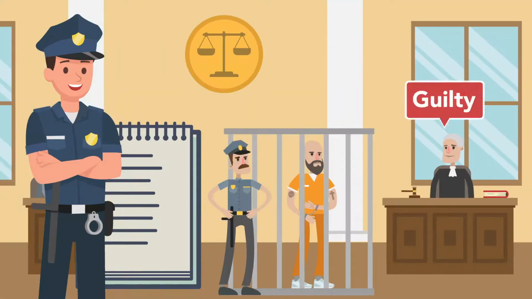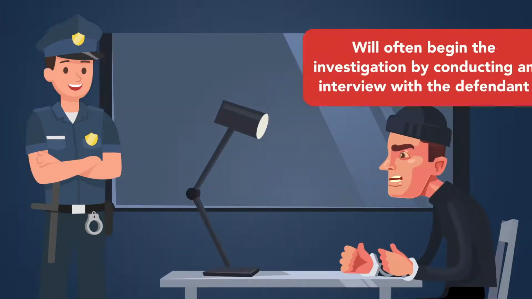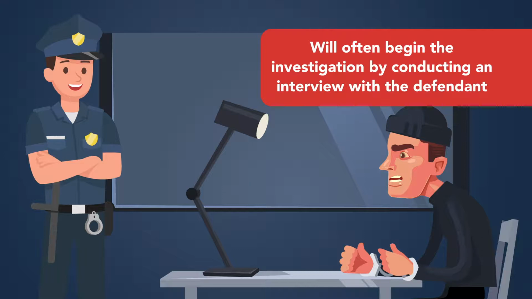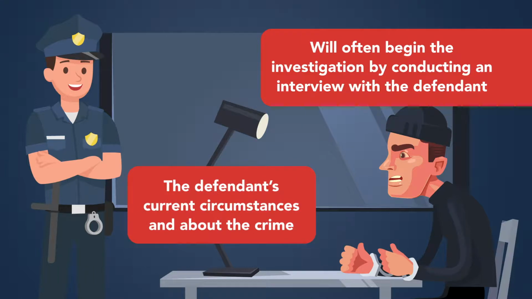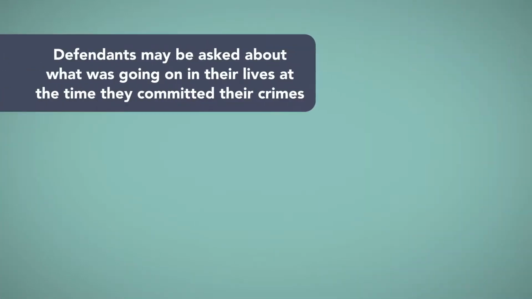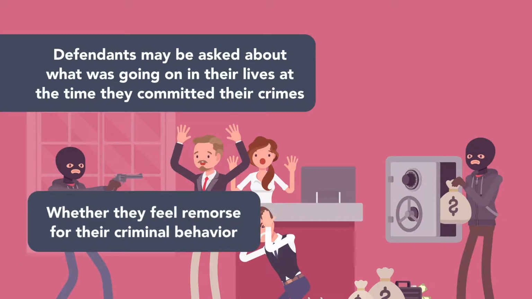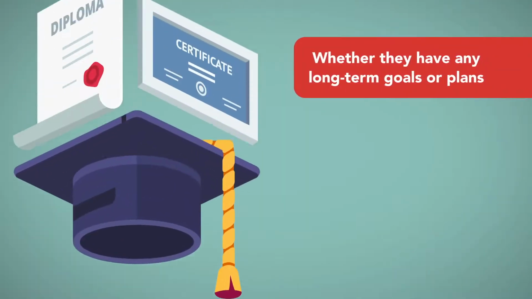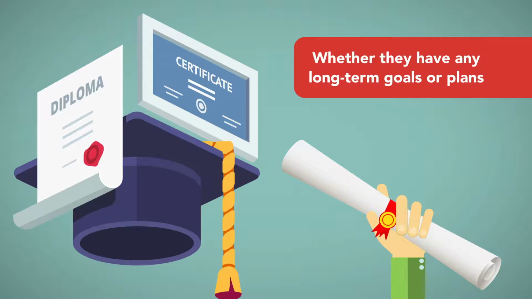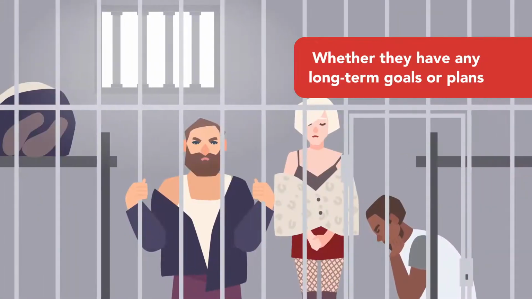The PSI report is generally prepared by a probation officer who is assigned to the case once the defendant is found guilty. The probation officer will often begin the investigation by conducting an interview with the defendant to gain information and insight into the defendant's current circumstances and about the crime. During PSI interviews, defendants may be asked about what was going on in their lives at the time they committed their crimes and whether they feel remorse for their criminal behavior. They might also be asked whether they have any long-term goals or plans that would help keep them from reverting to criminal activity in the future.